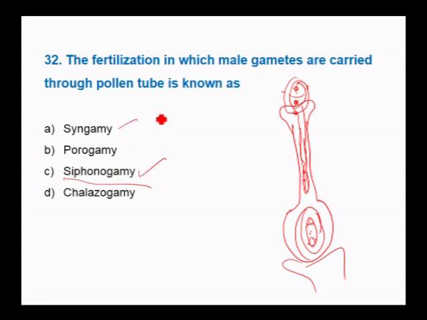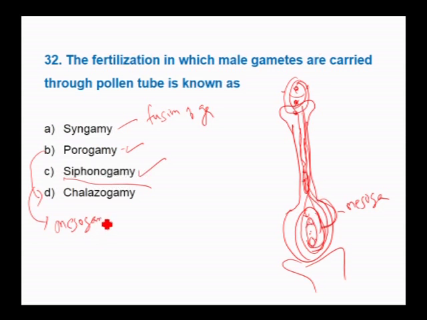Syngamy is the fusion of gametes. Porogamy: when the pollen tube enters through the micropylar region, we call it porogamy. Chalazogamy: when it enters through the chalaza, we call it chalazogamy. If it enters laterally through the integuments, we call it mesogamy. So porogamy, chalazogamy and mesogamy are the terms used based on the entry of the pollen tube into the ovule.